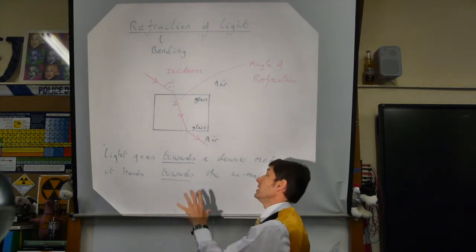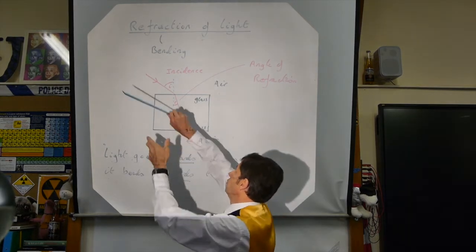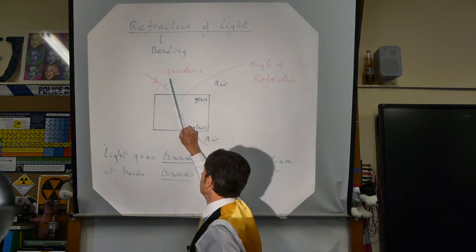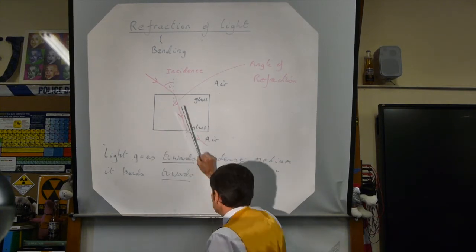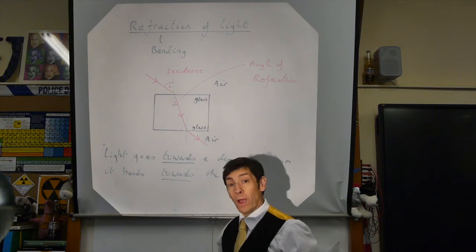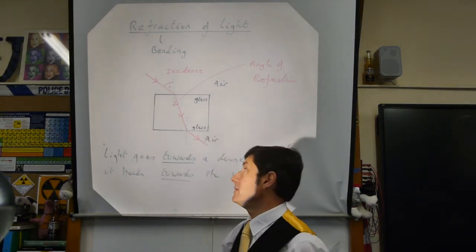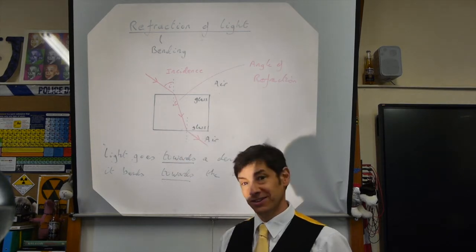And this is true in every situation that you'll do. Whenever light goes towards a more dense material, it bends towards the normal, never onto it and never past it. And when it goes away from the more dense material, it bends away from the normal. At this stage, we don't need to do any maths on this at all. You just need to understand the diagram.